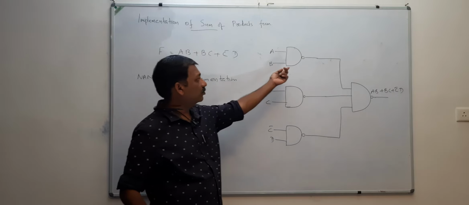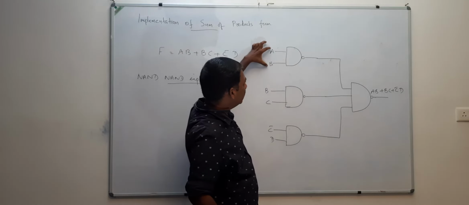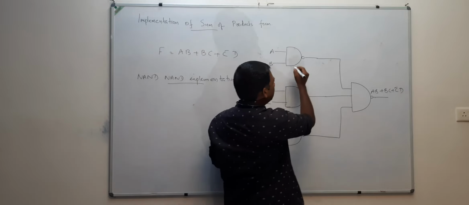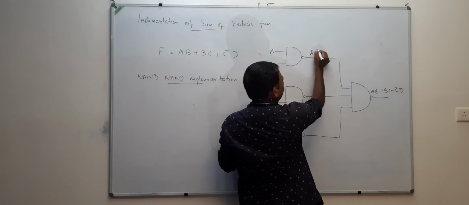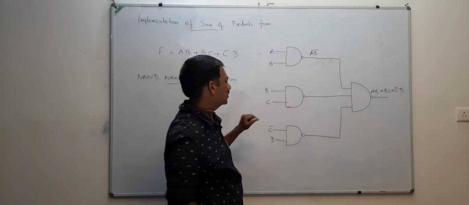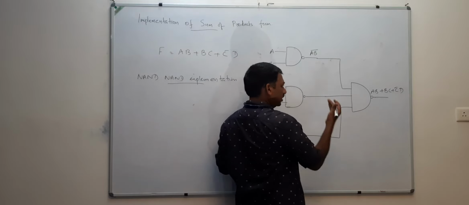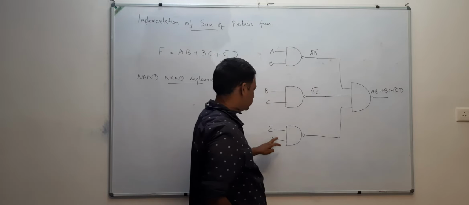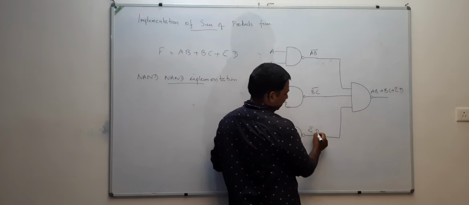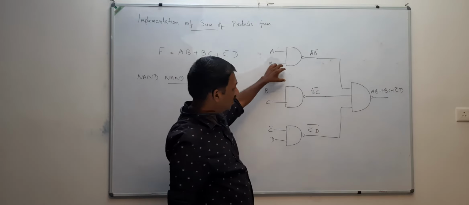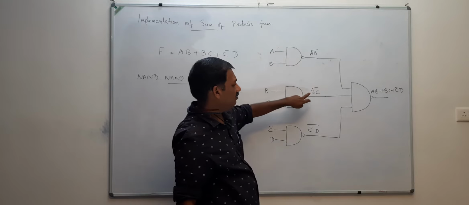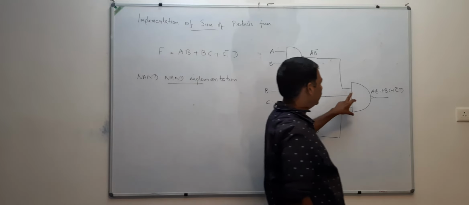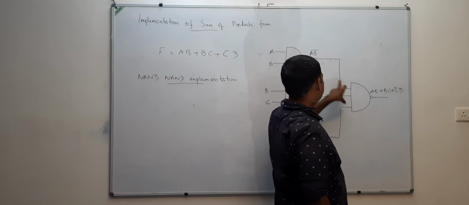What is this output? AB, that is A into B the whole bar. That means AB the whole bar. And what is this? This is taking the product, then taking the complement. That means BC the whole bar, and this is C bar D the whole bar. These are the outputs from the first level: AB bar, BC bar, and C bar D the whole bar. When these three are given to this, now you are taking the product of these three.